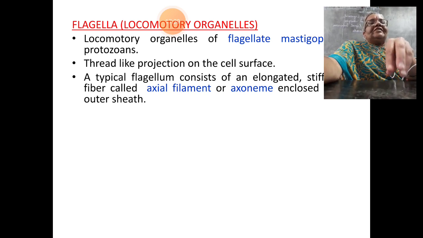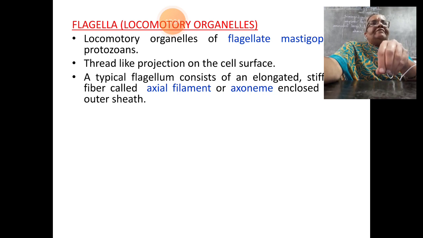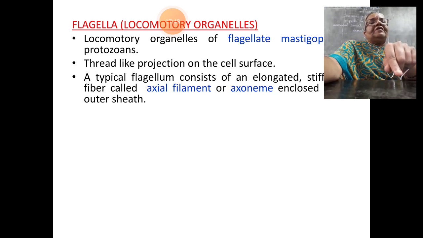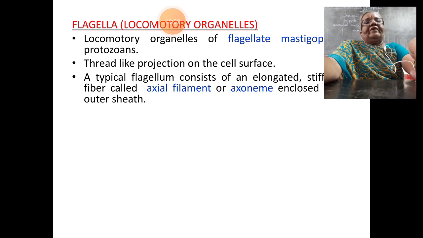A typical flagellum consists of an elongated, stiff fiber called the axial filament or the axoneme. Please do remember the terms. A lot of 1-mark questions can be asked in such places. Okay. So, a typical flagellum consists of an elongated stiff fiber called axial filament or axoneme, which is enclosed by a protoplasmic outer sheath called axoplasmic sheath. Okay.